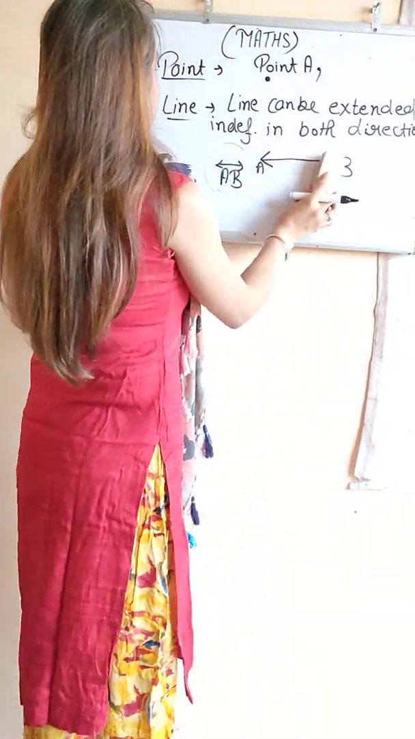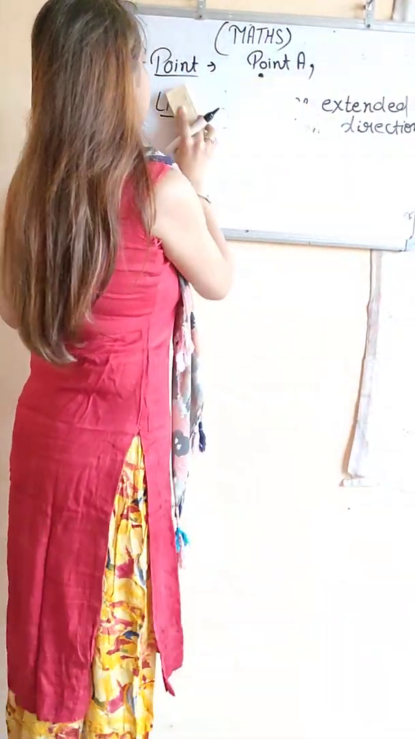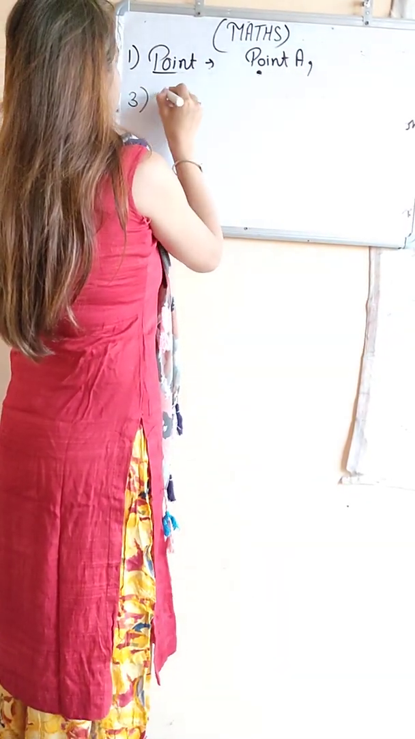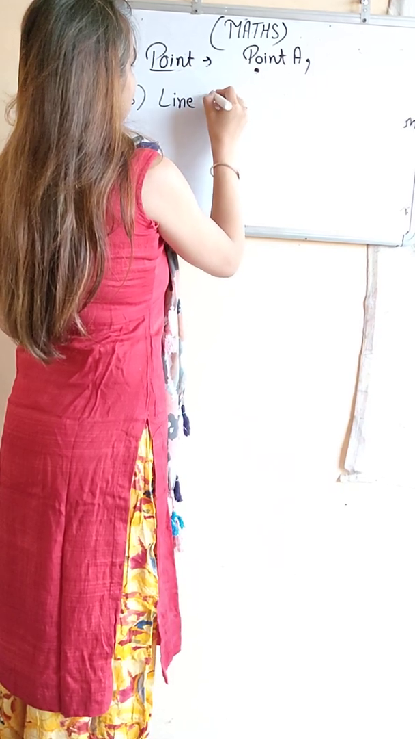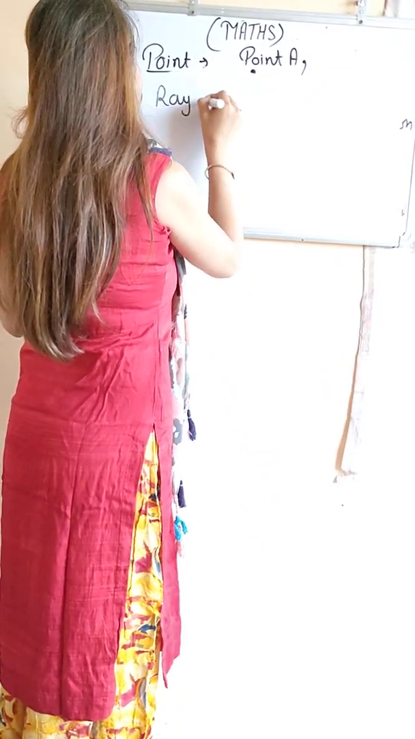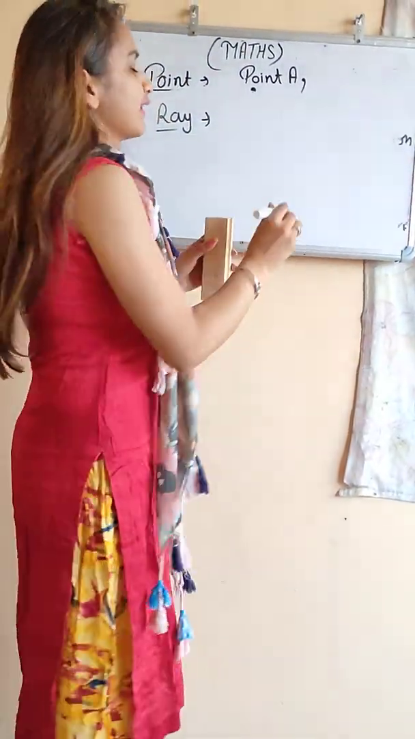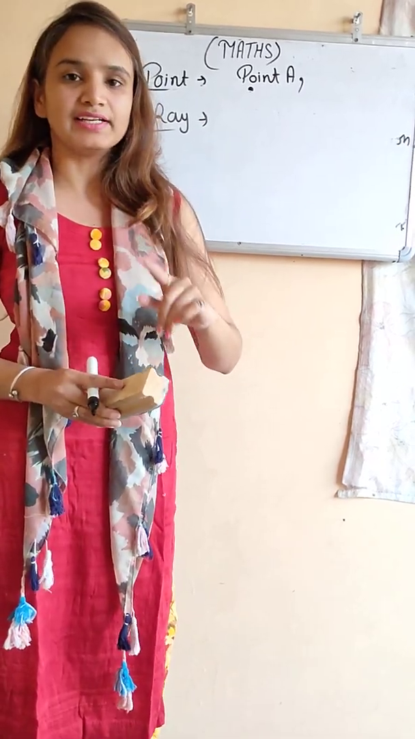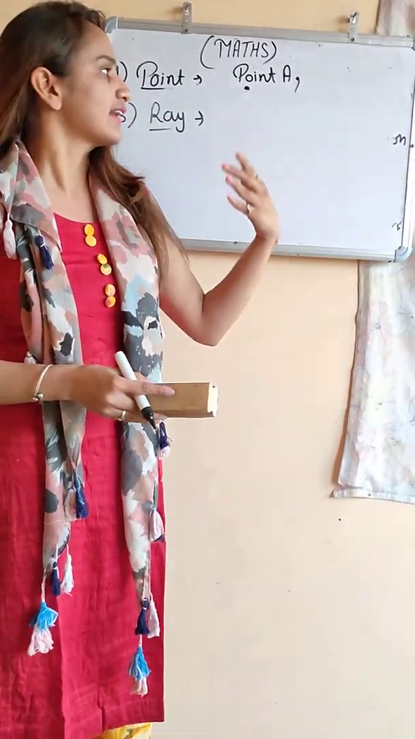Next one is our line segment. Next one is a ray. First we will talk about ray. Ray can be extended in one direction. That means it has one end point, but in another direction we can extend it.